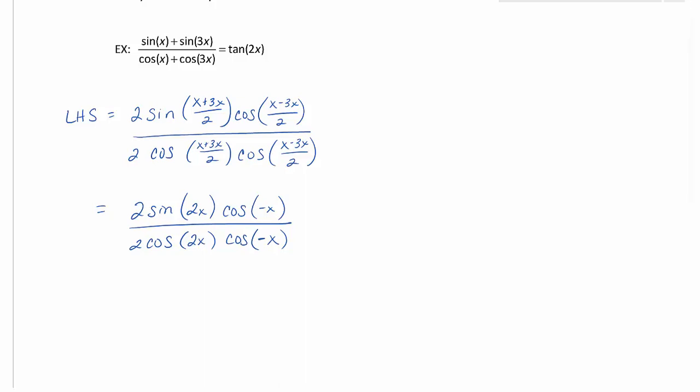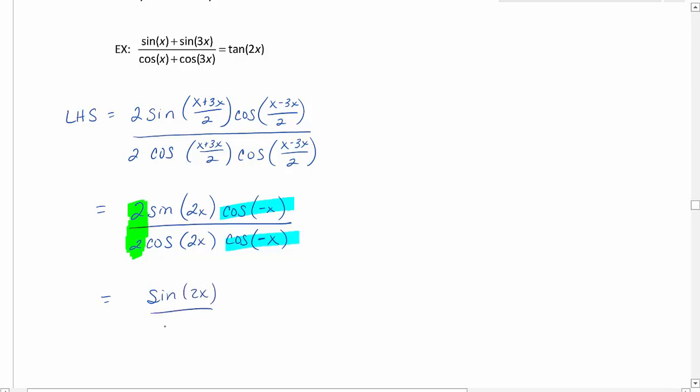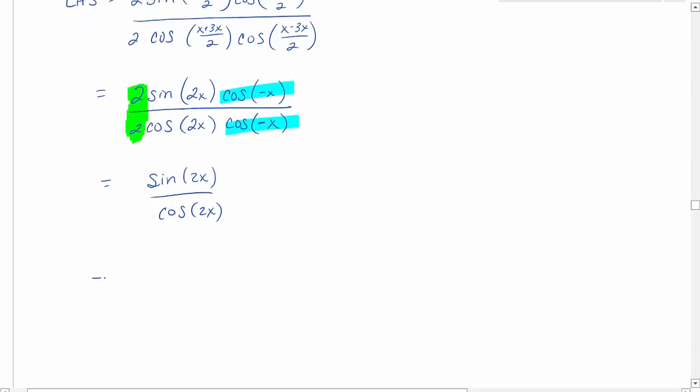Next, we want to look and see if anything cancels out. Notice I have 2 over 2, so those will cancel out. We also have cosine of negative x over cosine of negative x. Those will cancel out. And recall, we can only cancel out when we're in factored form, and since we turned our sum into a product, everything is in factored form. This gives us sine of 2x over cosine of 2x, and we know that sine over cosine is tangent. This turns into tangent of 2x, which is our right-hand side.